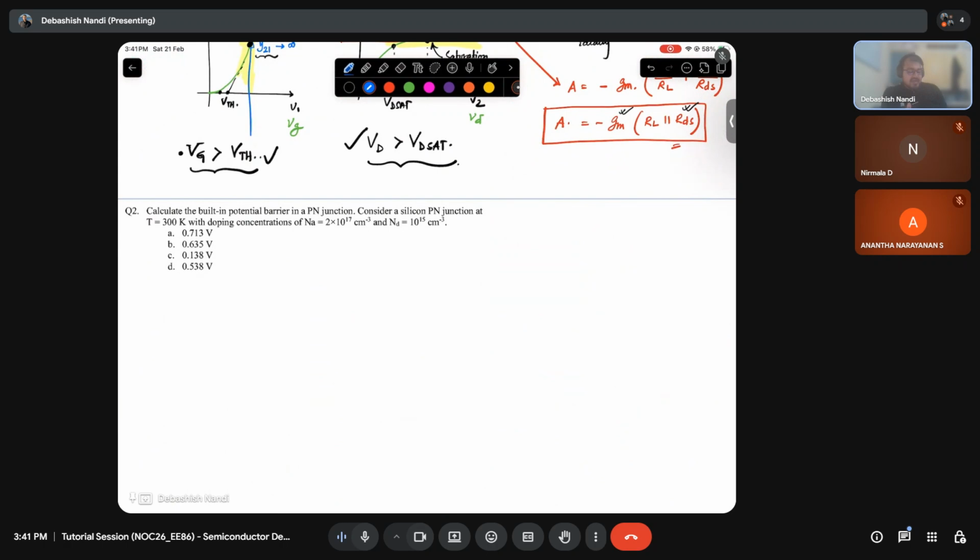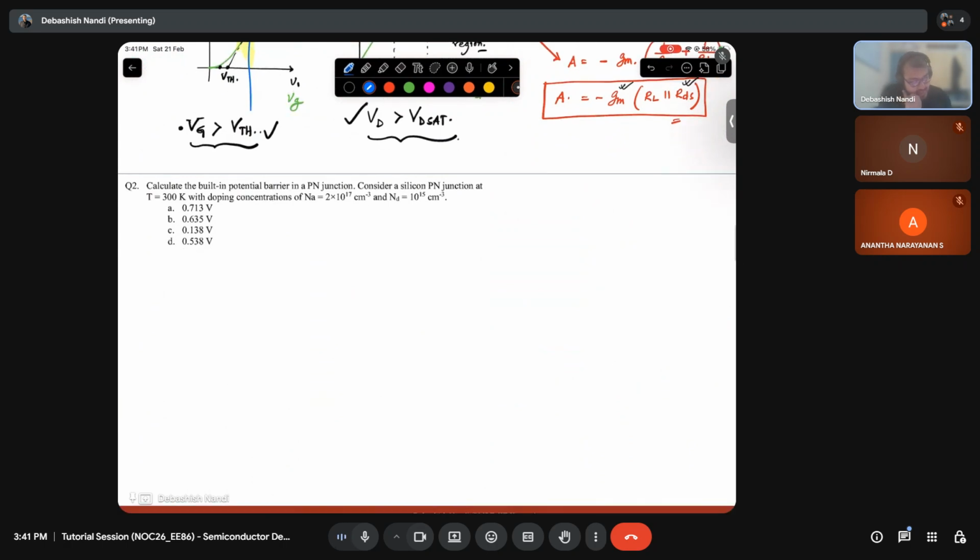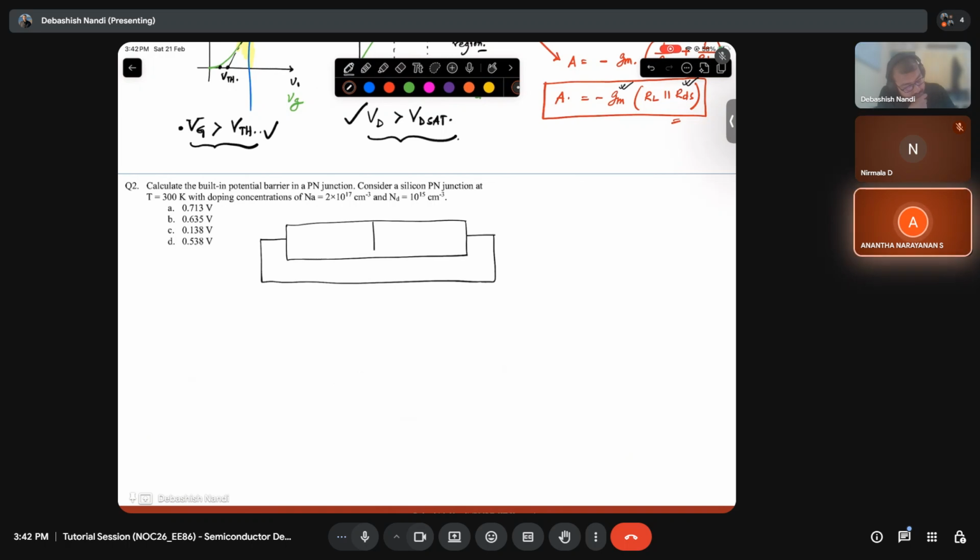Calculate the built-in potential barrier in a PN junction. Consider a silicon PN junction at T equals 300 K, that means room temperature, with doping concentrations as given. Built-in potential means, in equilibrium, there will be an internal electric field between the P and N side. So there will be an internal electric field created in the PN junction.